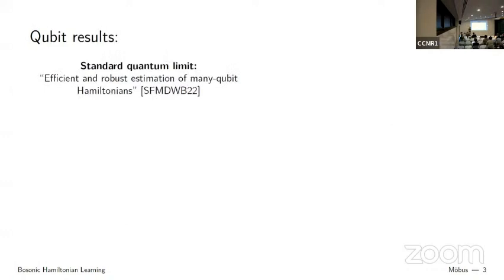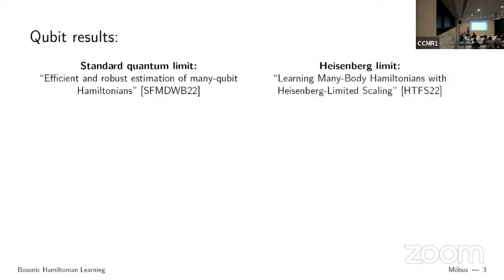But before we look at the bosonic case, I will shortly recall two qubit results, which are very close to ours. Of course, there are many others, but I just picked out those two. One is about the standard quantum limit, which is also by Daniel et al. And the other one is the Heisenberg limit case, which is by Robert Huang et al.